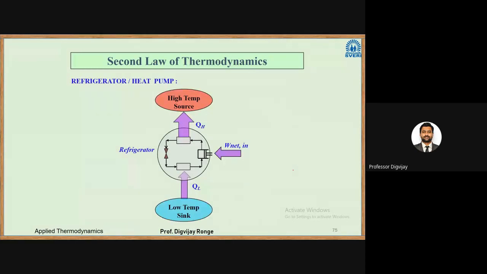This is a diagram for the refrigerator or heat pump. So the diagram for refrigerator and heat pump is the same, but it differs in the objective. If my objective is to keep this space at high temperature, then it will be a heat pump. If my objective is to keep this space at lower temperature, then it will be a refrigerator. Okay, so the diagram is the same, it differs in objective.